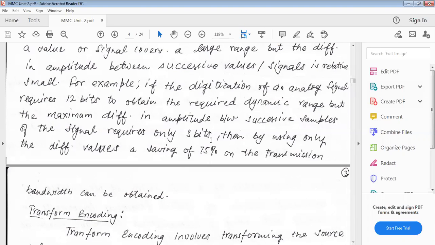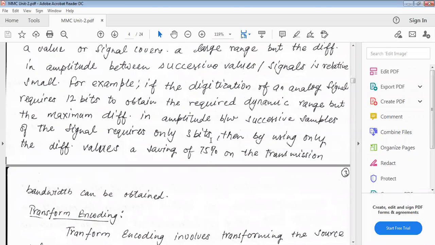Because it is 12 bits in the case of the direct representation, the difference between the successive samples is now represented in the form of 3 bits. These 3 bits, the difference, will be taken as a property of the source. So that saves the transmission bandwidth. Here 12 bits is 100%, and you are using 3 bits out of it, so you have almost saved 75% of the transmission bandwidth.